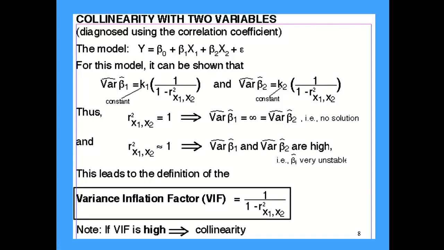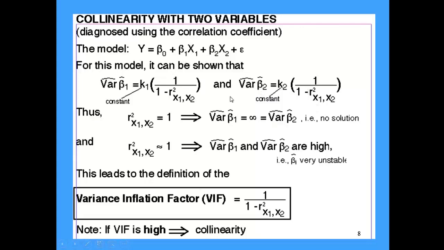Okay, so it turns out that through a little algebra, one can show that if you have a model with only two variables in it, X1 and X2, the estimated variance of beta 1 hat has this formula. Then the estimated variance of beta 2 hat, we're talking about these two coefficients, has this formula.